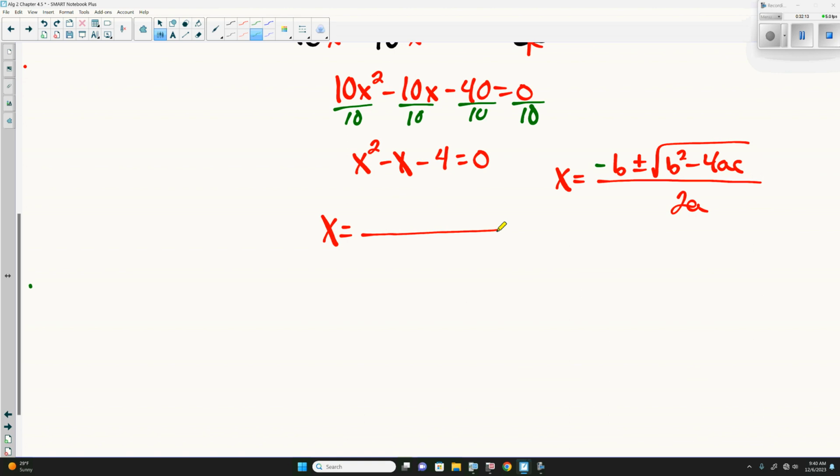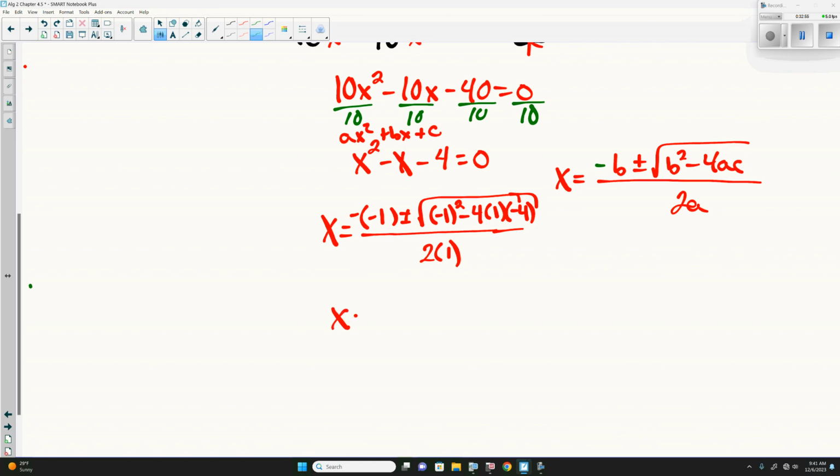The last part that we have to do is just solve this here. Quadratic formula: negative b plus or minus the square root of b squared minus 4ac all over 2a. Now our value of b in this case is negative 1. A is the number in front of x squared, b is the number in front of x, and c is our constant term. So I'll have negative negative 1 plus or minus the square root of negative 1 squared minus 4 times our a times c, which would be negative 4 times 1 times negative 4, all over 2 times 1.